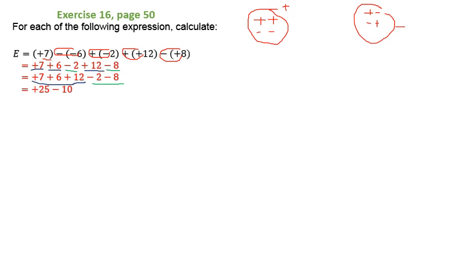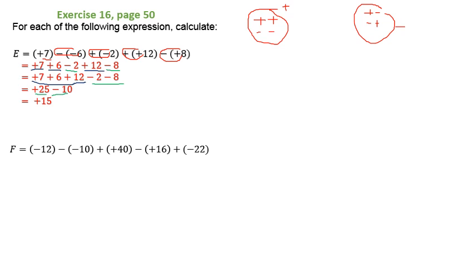Okay, what to do here? 7 plus 6 plus 12 is 25. Minus 2 minus 8 is minus 10. So 25 minus 10 is 15. Here is part E. Now F.